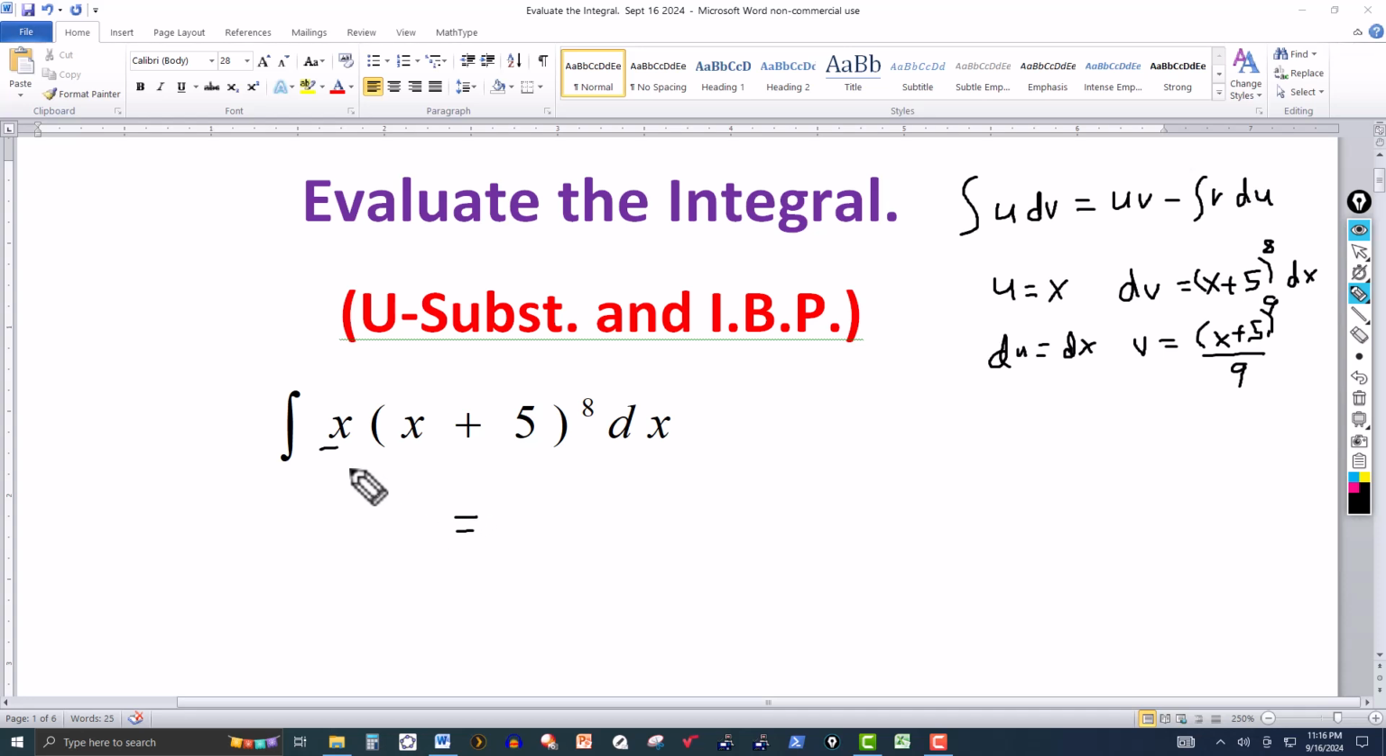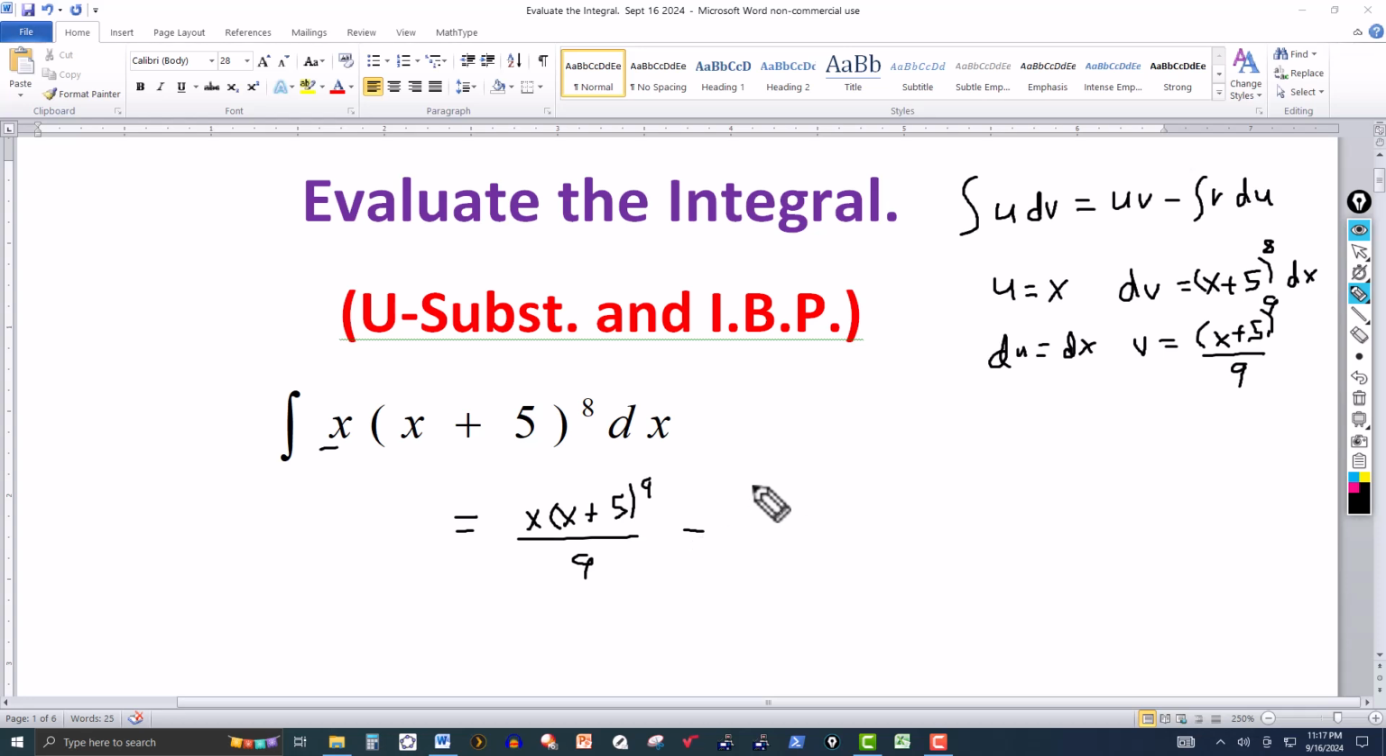So by the formula, the first part of the answer is going to be u multiplied by whatever v is. Okay, so u is x, so this will be x, and v is this right here, so this will be (x plus 5) to the 9th over 9. And if you look at the formula, it has a minus, so I put a minus here.